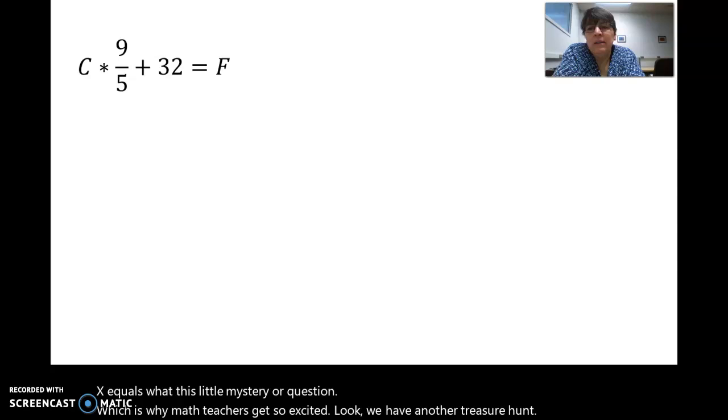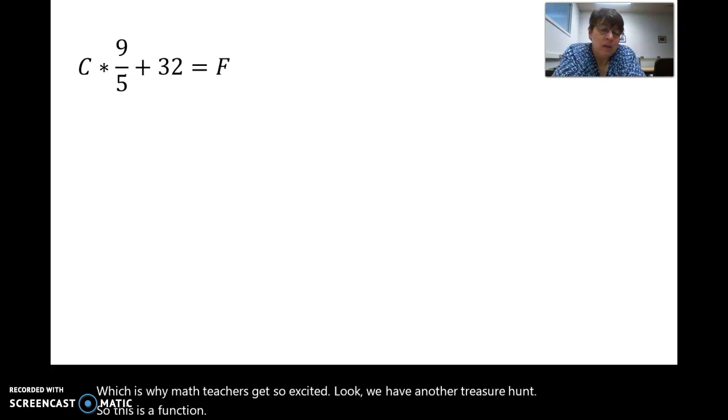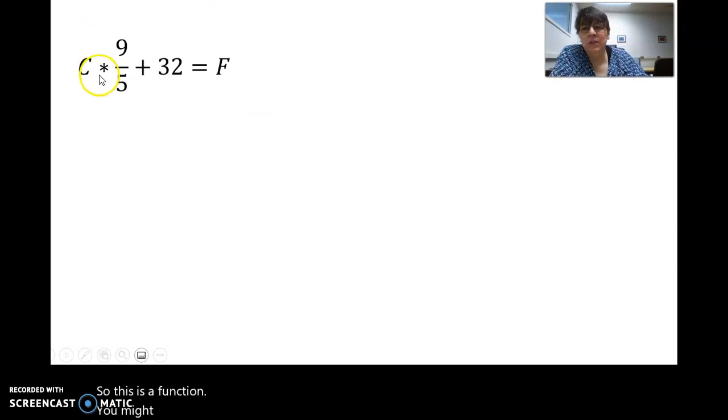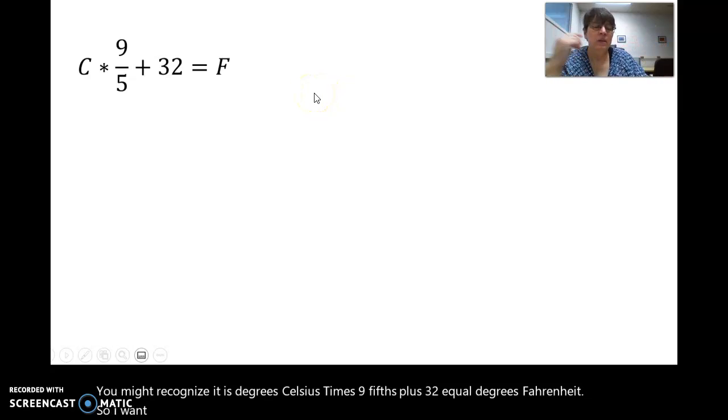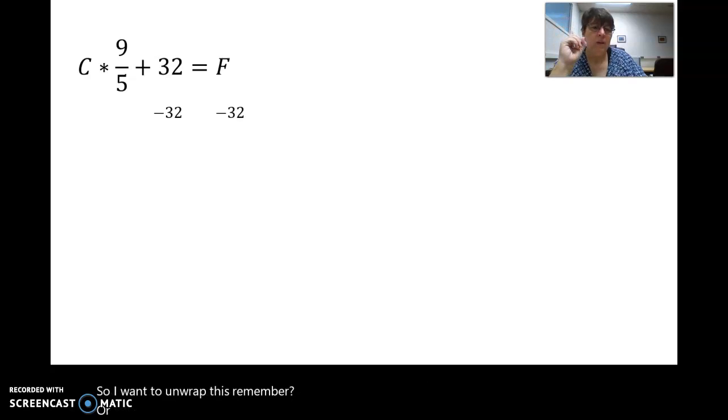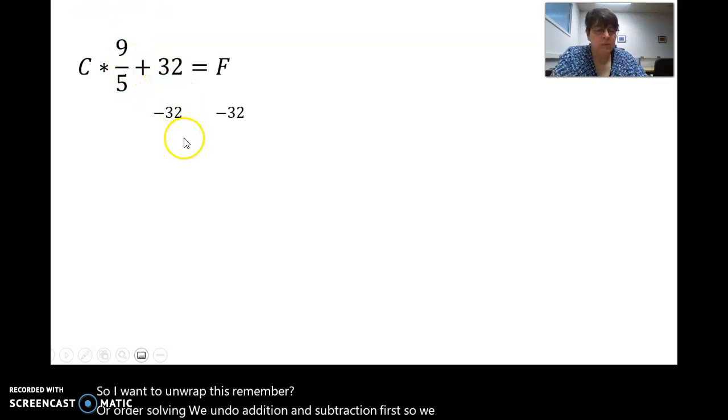So this is a function. You might recognize it. It is degrees Celsius times 9/5 plus 32 equals degrees Fahrenheit. So I want to unwrap this. Remember, order of solving, we undo addition and subtraction first. So we undo addition with subtraction.